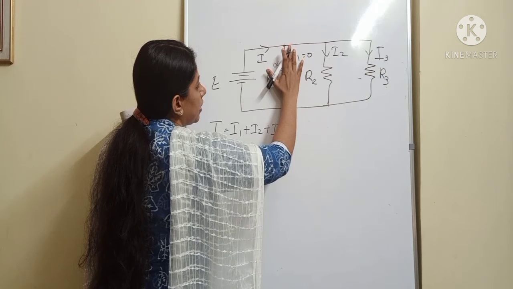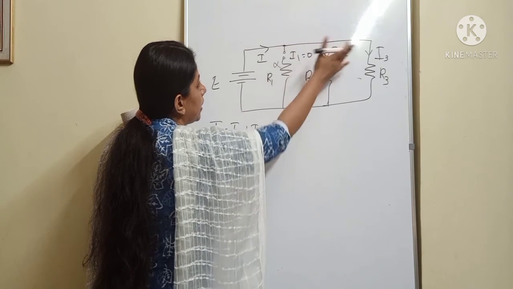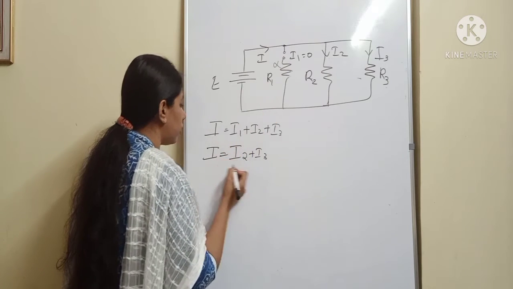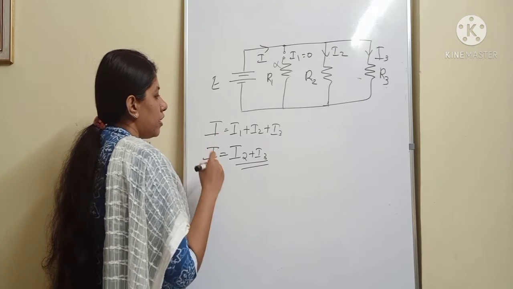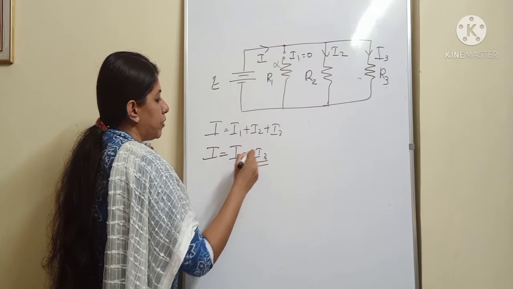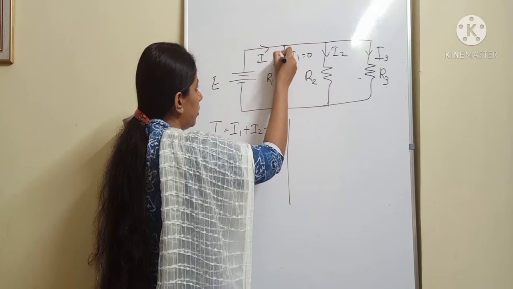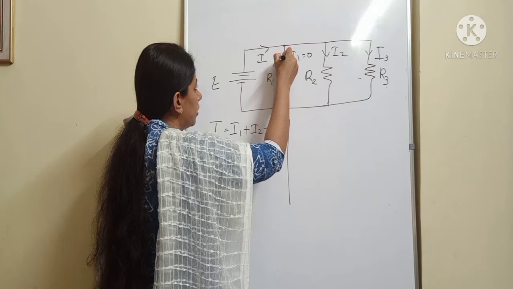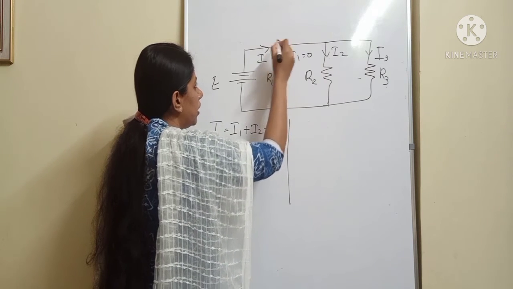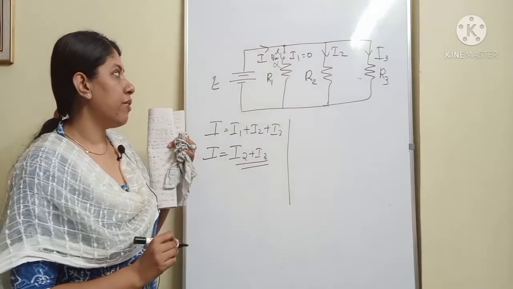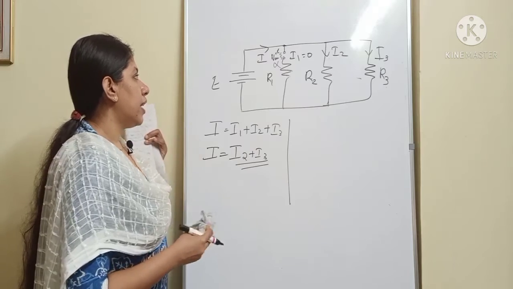So if you apply the KCL, you can see that the current entering this particular point is I, and the current leaving that point is I2 and I3. So the total current will be only I2 plus I3. That means the entire current will be divided between I2 and I3. The open circuit voltage will be VOC, and it will be equal to the applied voltage E, that we have already discussed in the previous class.